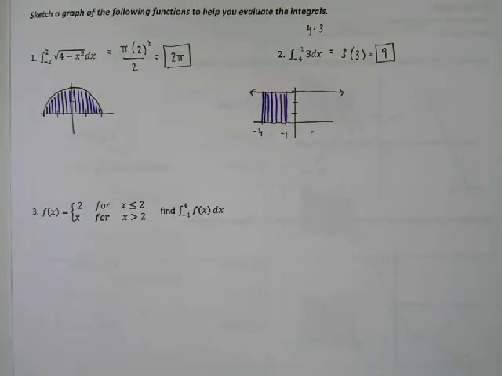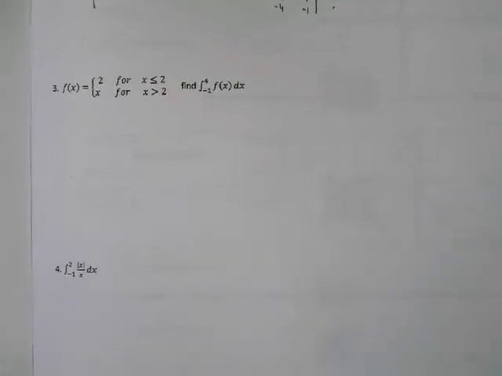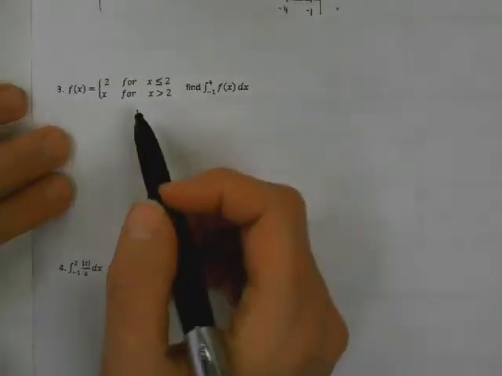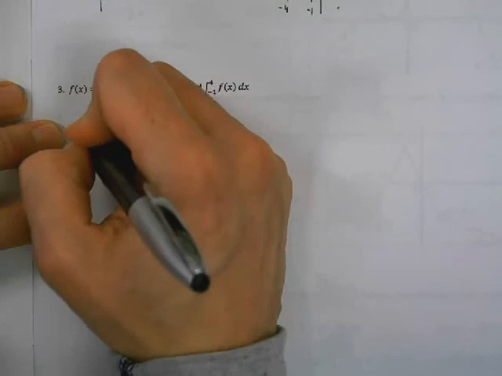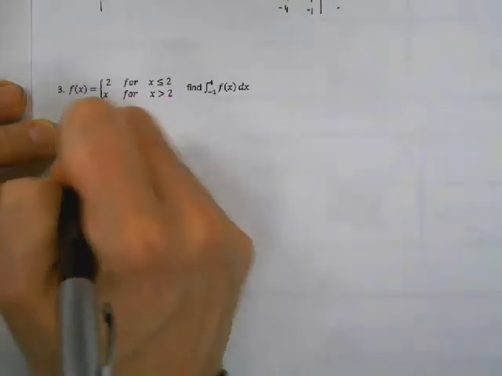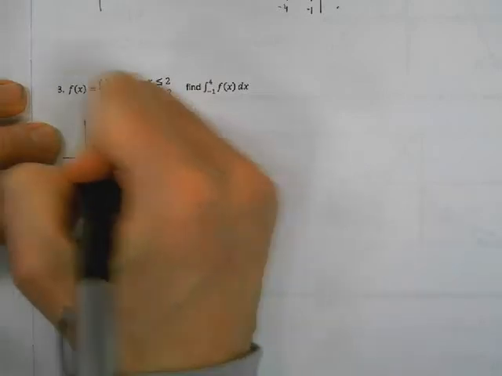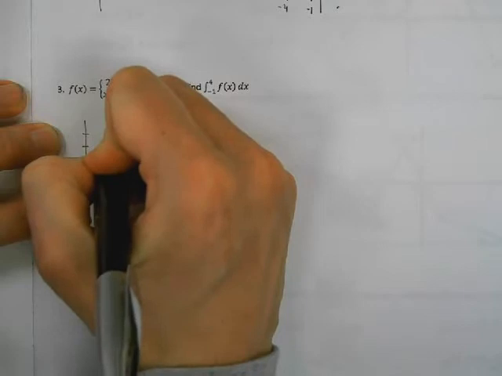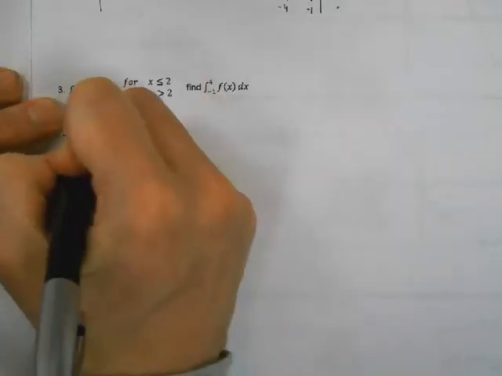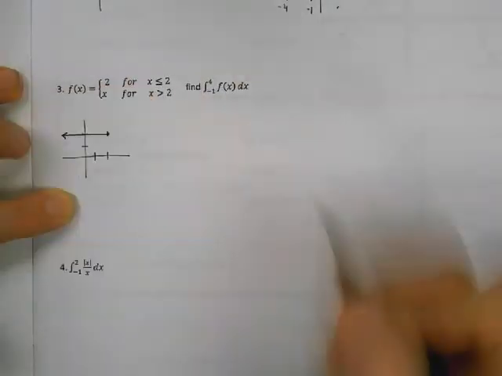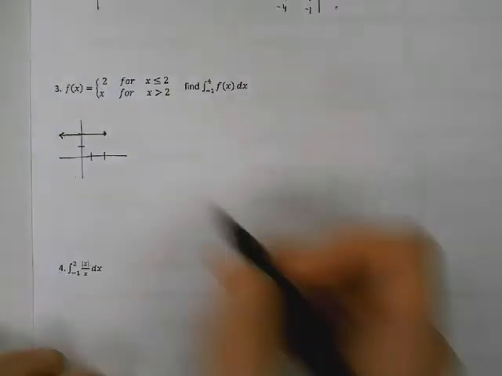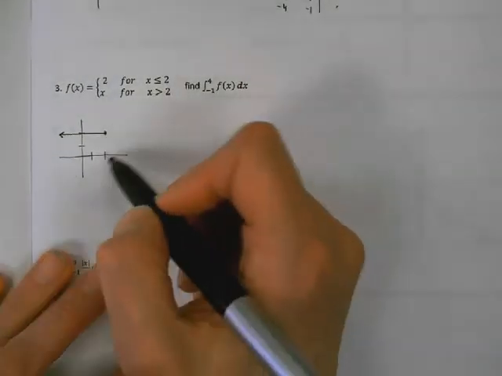Okay, my next one is just a little bit trickier. You can see I have a piecewise function here. So let's see what we've got. It says f of x equals 2 for x less than or equal to 2. So again, I'm constant. It's closed at 2. So I've got a point here. And I've got that constant function. And then from there, my function is y equals x for x greater than 2.